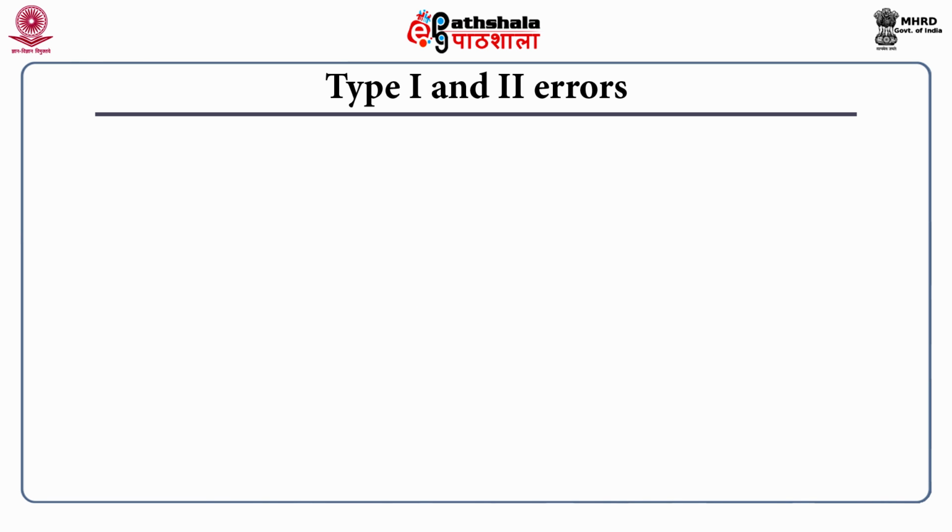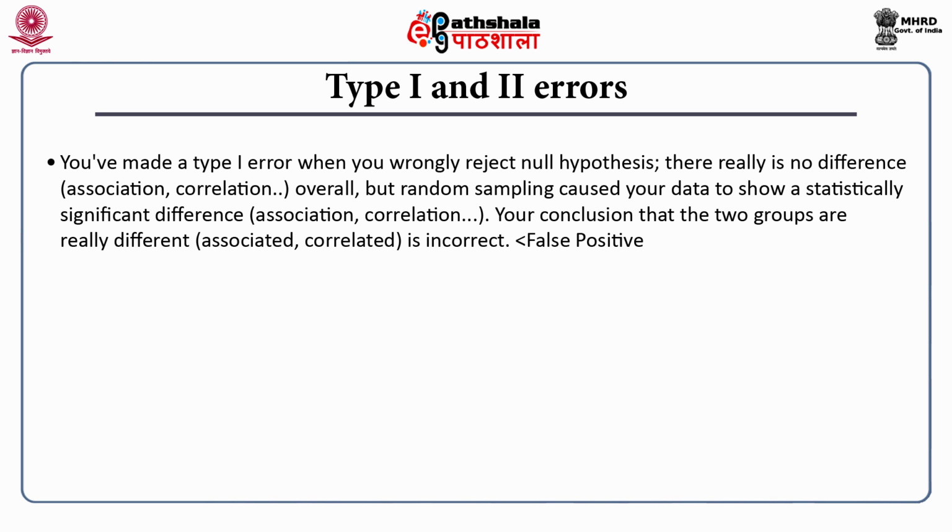So there is scope for errors: type 1 error and type 2 error. You have made a type 1 error if you wrongly reject the null hypothesis. You reject the null hypothesis and conclude that there is a significant difference, but that rejection is wrong. That is what a type 1 error is.